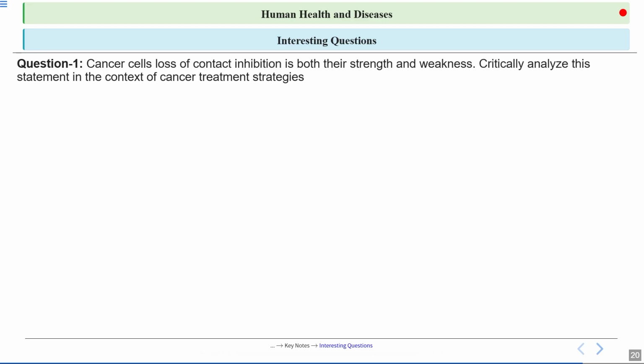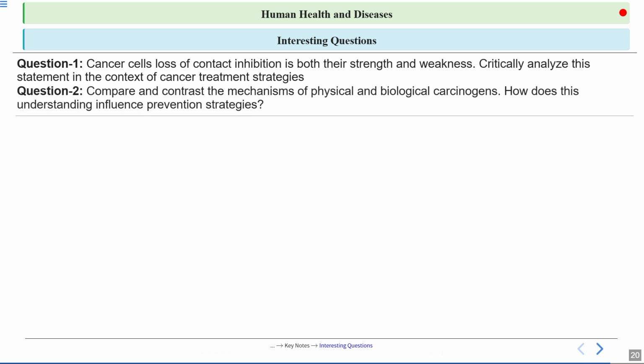Now, there are some interesting questions. The first: cancer cells' loss of contact inhibition is both their strength and weakness. You have to critically analyze this statement in the context of cancer treatment strategies. The next question: compare and contrast the mechanisms of physical and biological carcinogens, and how does this understanding influence prevention strategies? You have to critically analyze these questions.